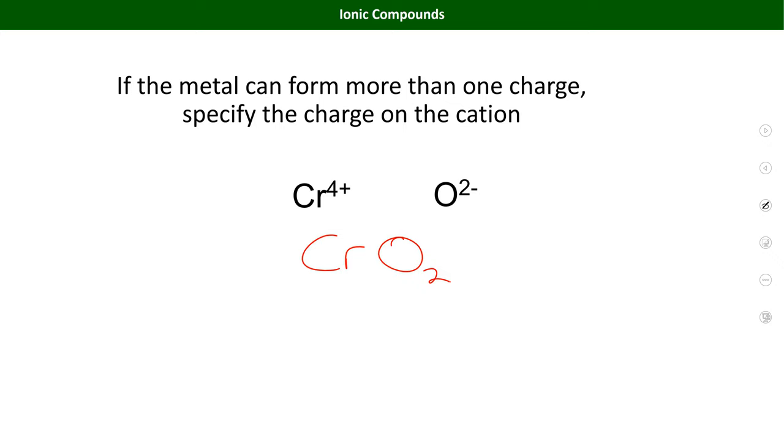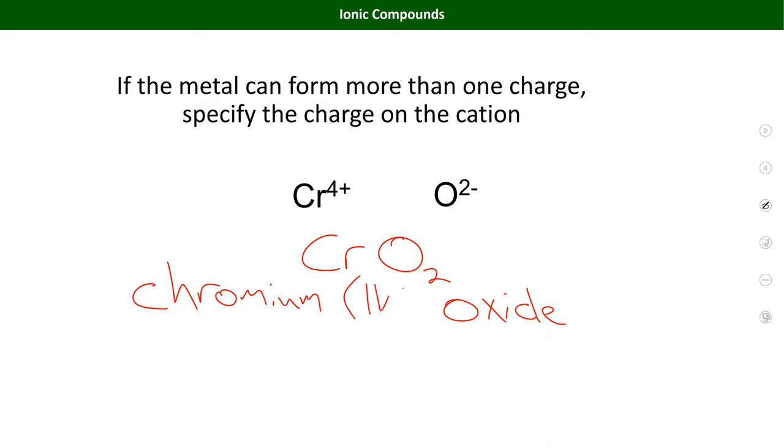It's still the same rules. It's still name the cation, name the anion. The cation in this case just needs a modifier, so to speak. So when we name this, we use what? Oxide. We're going to say oxide. It is a chromium oxide. We need to specify which chromium oxide it is. So it's chromium 4. The charge on the chromium is plus 4.